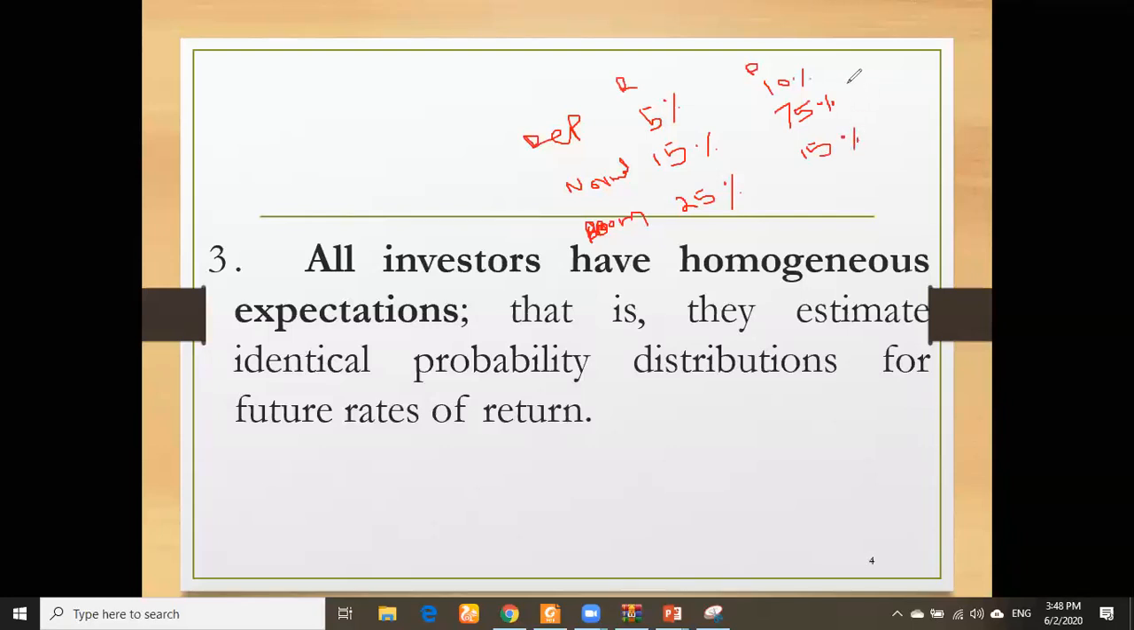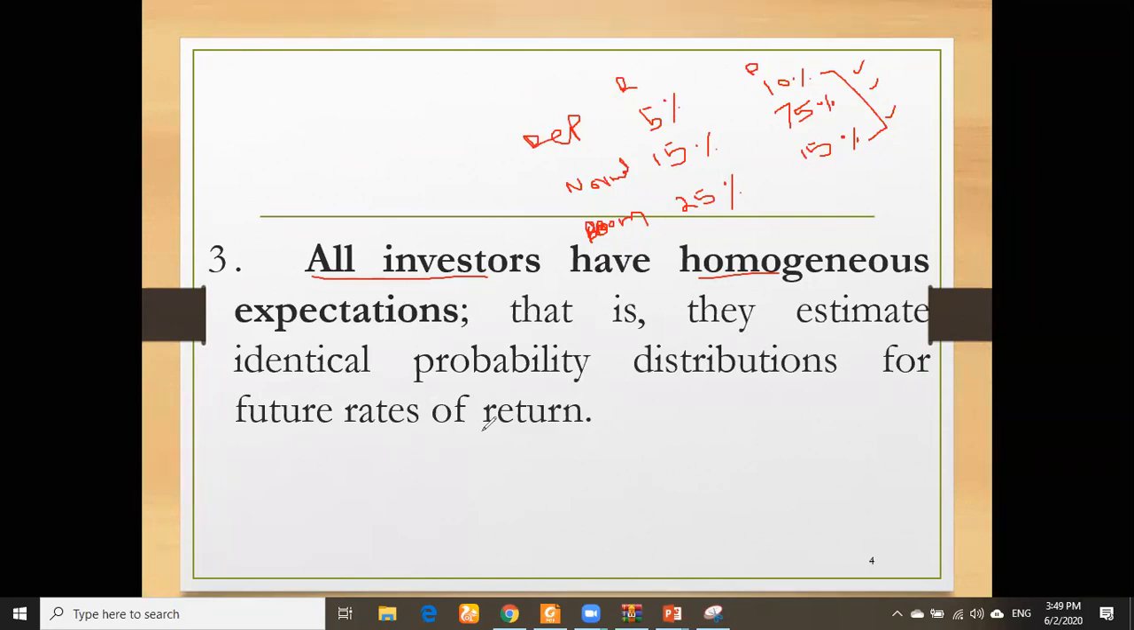So now we are talking about these possibilities, that not only me, but all of the investors. All of the investors are homogeneous. Homogeneous means all of the investors are applying the same probabilities for the expected return. That's why we say they estimate an identical probability distribution for the future rate of return. All of the rates of return available in the market are assumed to be calculated based on the same probability assigned by all of the investors.